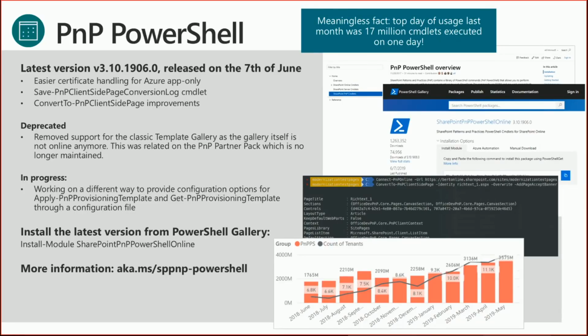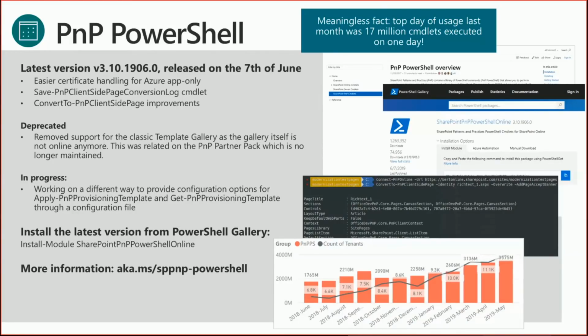So for the SafePnP client set, we added a SafePnP client set page conversion log commandlet. Essentially, if you run page transformation, you can now use this commandlet at the very end of the run to create one log file containing all logs from all the pages that you transformed in the complete session. So you can just wait with writing to the log until the very end, and then you push it out. And then furthermore, there are some updates to the convert PnP client set page commandlet, with additional properties, parameters, etc.